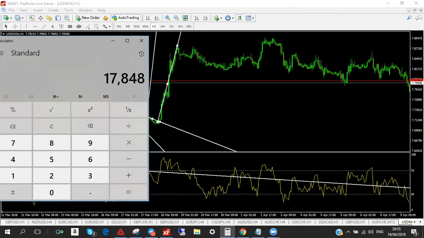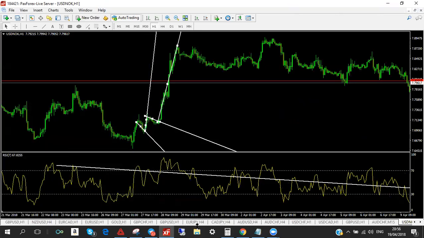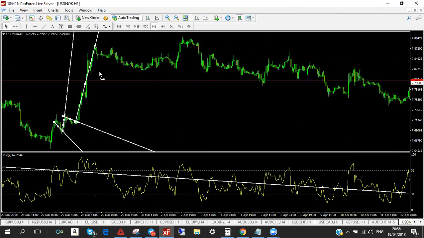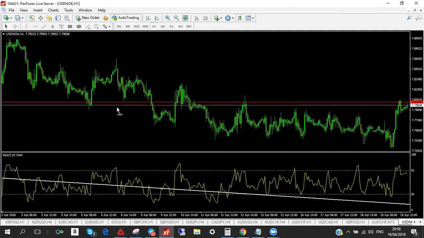17,840. Even if you had a 0.1 lot on that, oh my gosh, on 0.1 you would have still made over $1,700 US. Can you imagine what you would have done on one lot? Over $17,000, and that's between 2 days. $17,000 on one lot. I'm just saying, it's crazy.